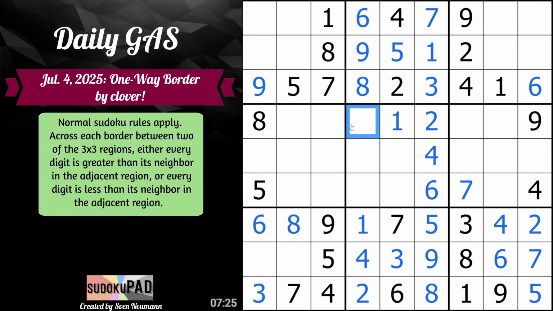Sorry, I just don't think that's resolvable right now. Maybe there's something I'm missing there that makes it so, but I don't see it. Well, I do see it now. 2, 3, 6 here means this can't be 1, 2, or 3 because 3 will be in one of these two cells. So this is going to be a 4.